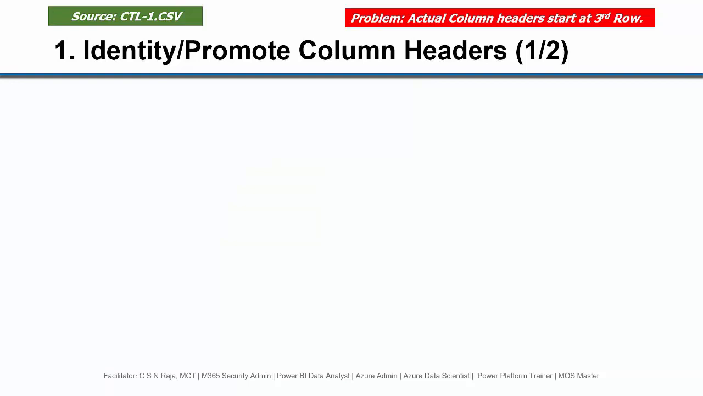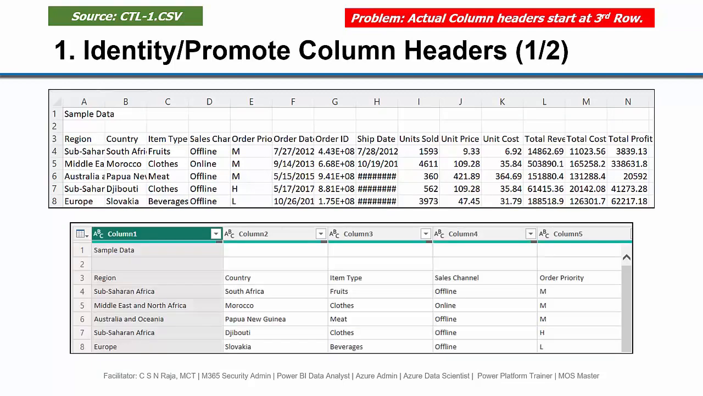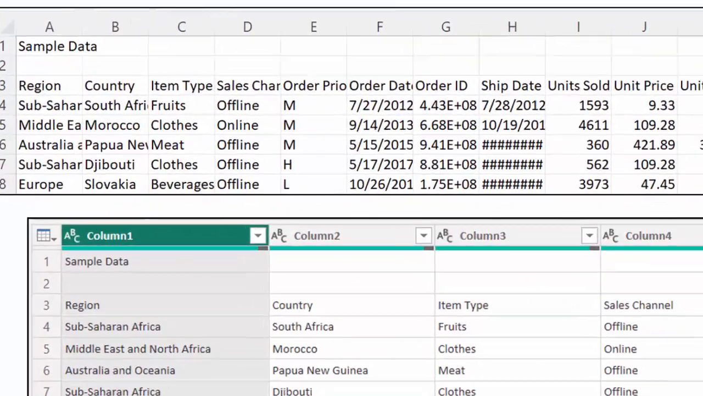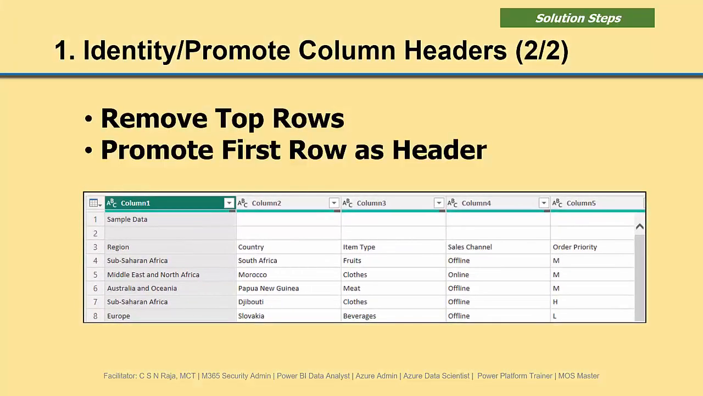The first problem I'm talking about is that the actual column headers start in the 3rd row in a particular file. We have a CSV file. As you can see here, the column header for the table of data starts from row number 3. And when this data is acquired by Power Query editor, you can also see that the column header starts in the 3rd row. Unfortunately, the column headers in this case are notified as column 1, column 2, and so on. So how are we going to get rid of this problem? We are going to make use of tools like remove top rows and then promote first row as a header.